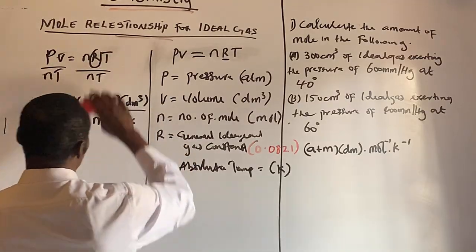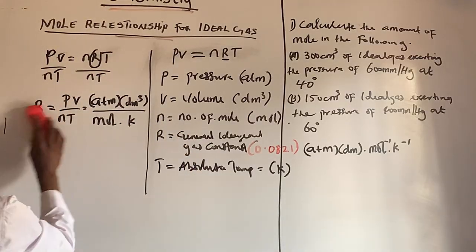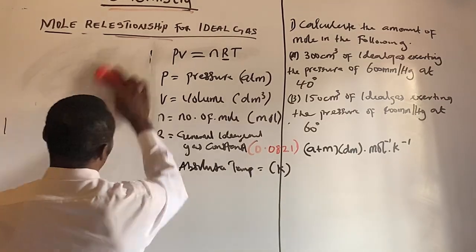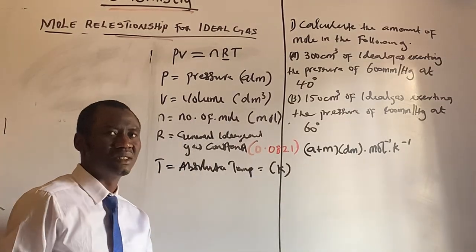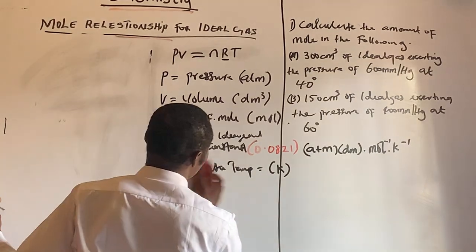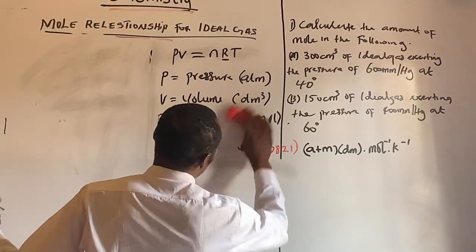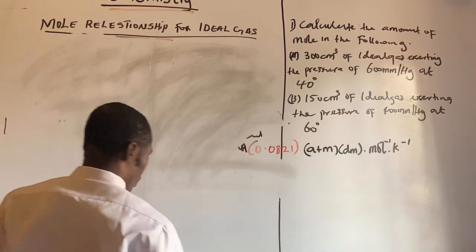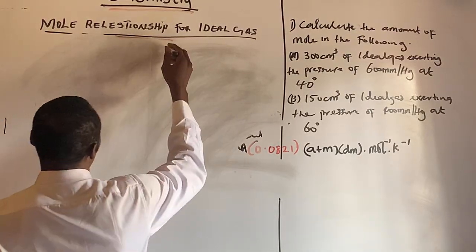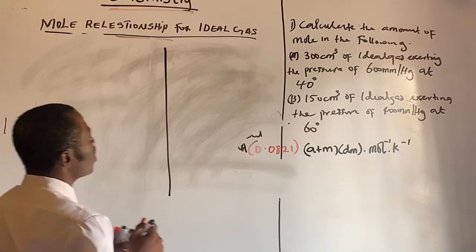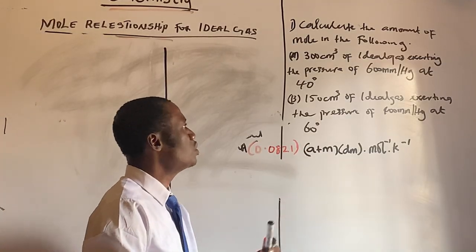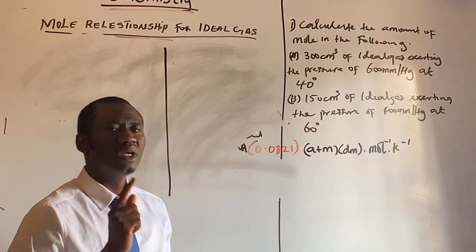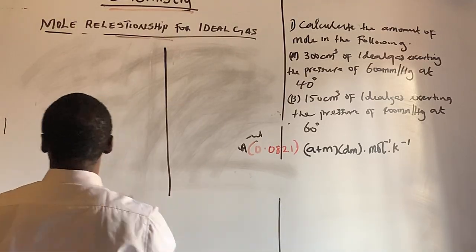So let's use this side of the board. I hope you have written all this down. So let's clean up the board, and leave the constant there. Now, number one, we need to convert 300 cm³ to dm³. How do we do that? 1000 cm³ equals 1 dm³.